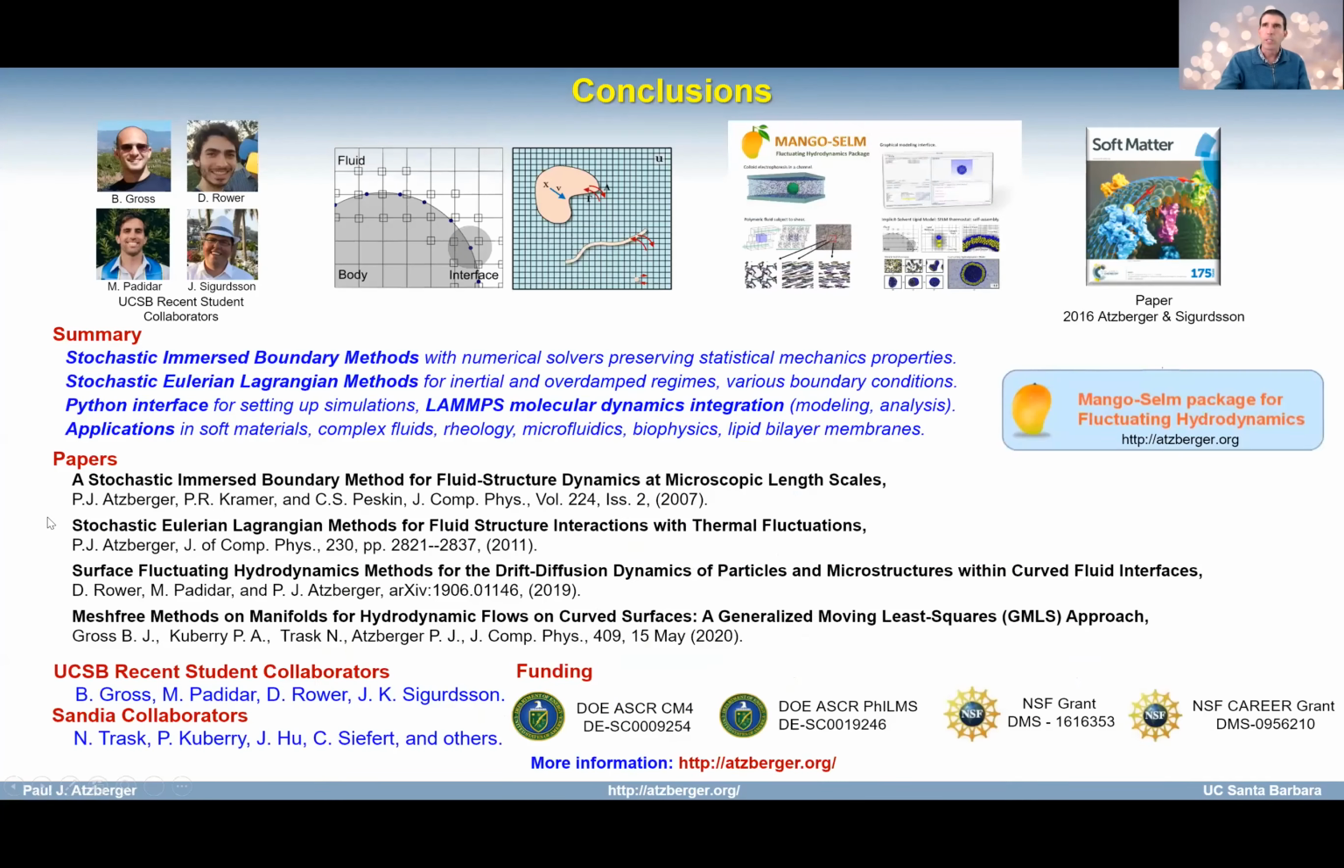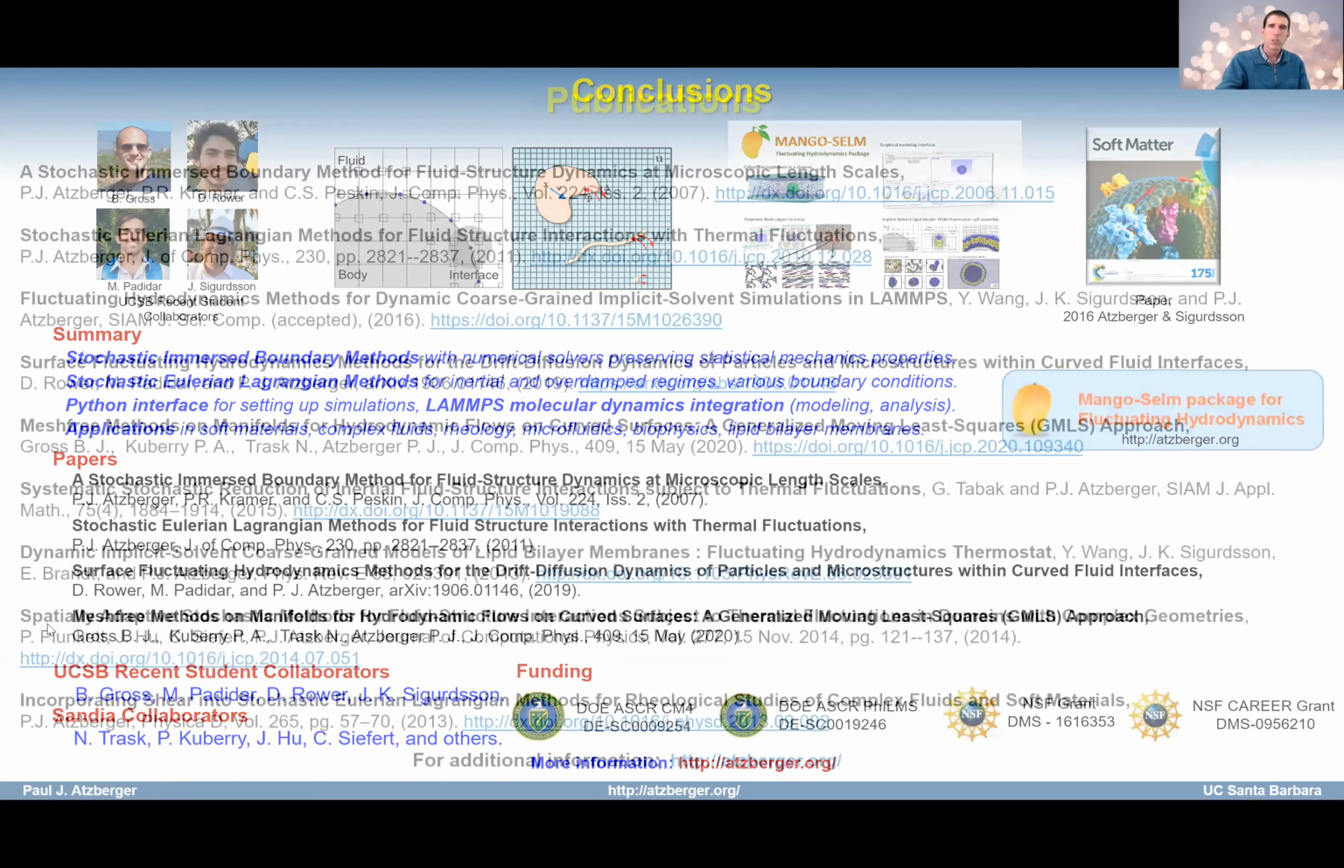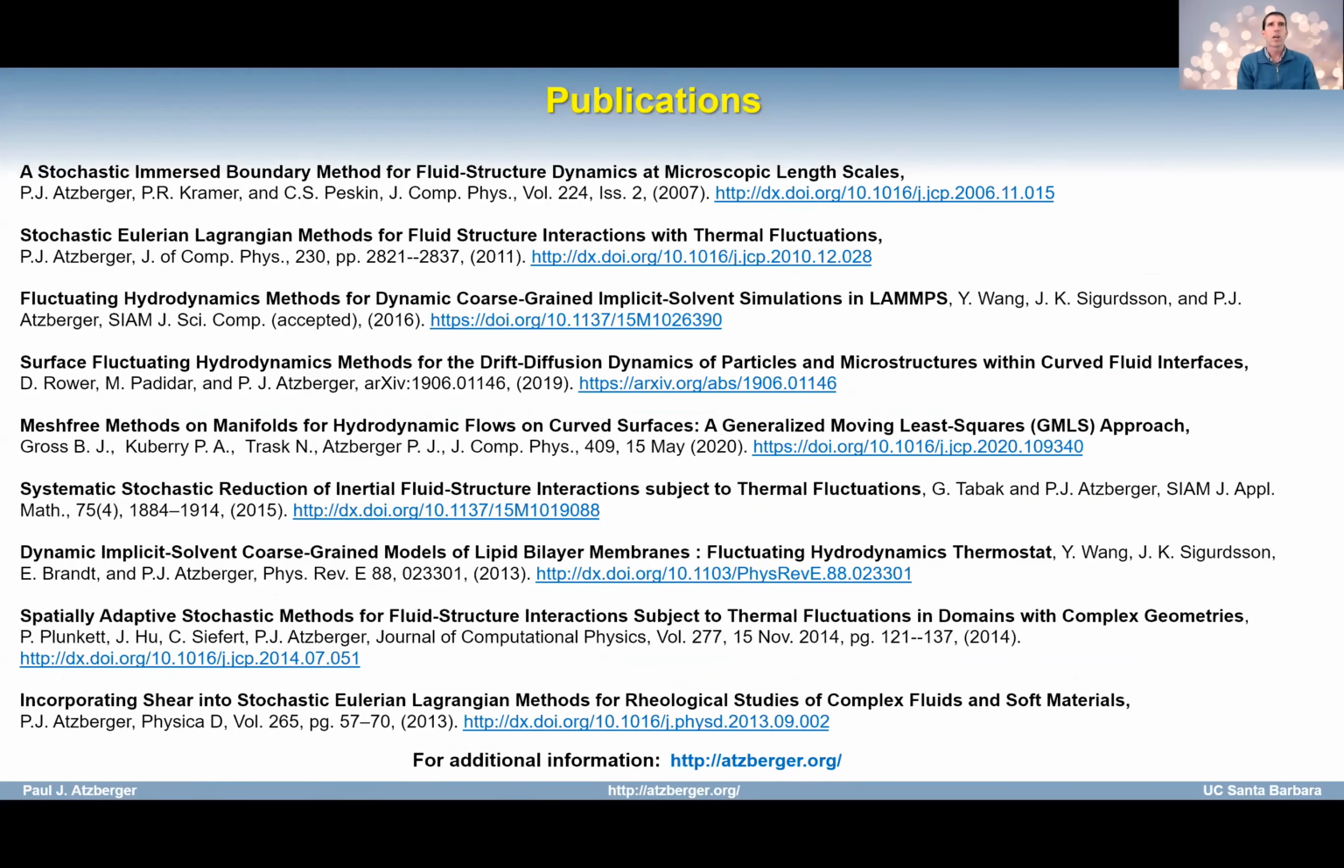Okay, so I think that's probably a good place for me to wrap up, but I'll stick around if people have a few questions or things of that nature. So these are the stochastic Eulerian Lagrangian methods. These are the main papers on the techniques that I've talked about here. You can also refer to this page if you want a more comprehensive list of these recent stochastic methods that we've been working on.